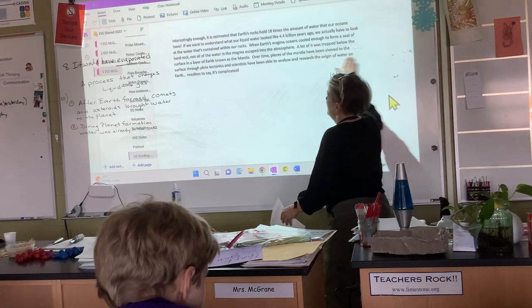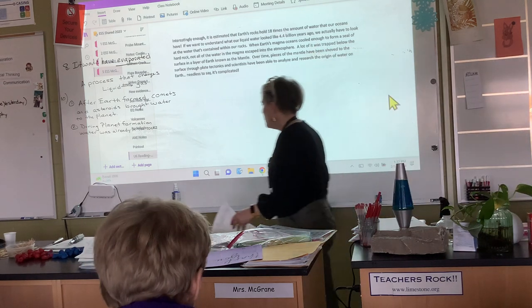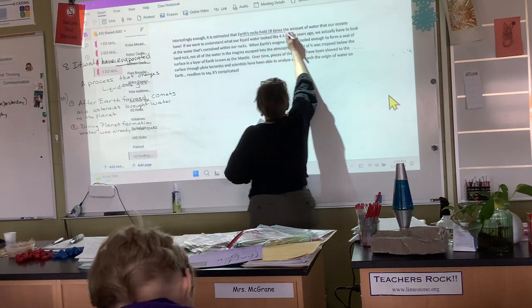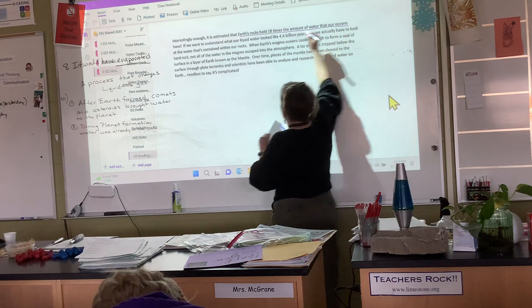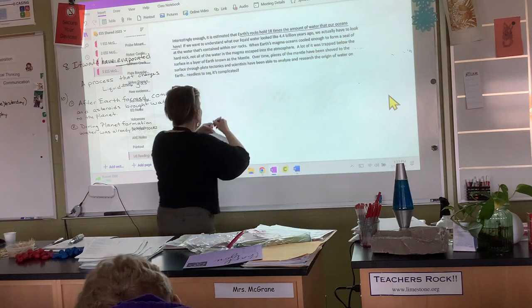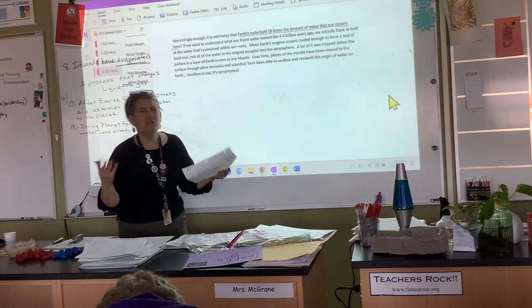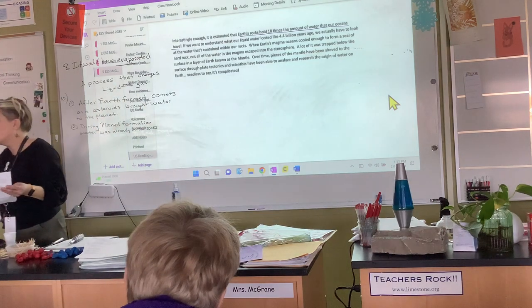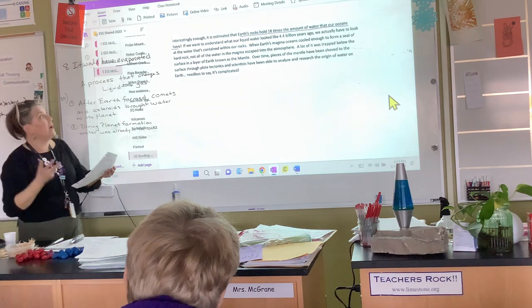Interestingly enough, it is estimated that Earth's rocks hold 18 times the amount of water that our oceans have. We're going to underline that. So even though we've got trillions of gallons of water on our planet, there's 18 times more still trapped in our rocks, in the mantle.